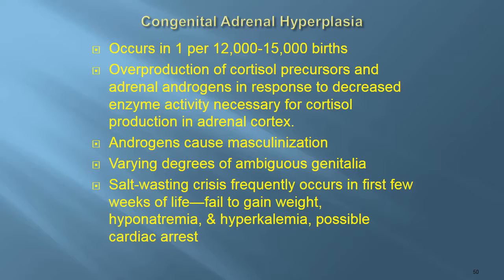Congenital adrenal hyperplasia. This condition occurs in 1 per 12,000 to 15,000 births. It is an overproduction of cortisol precursors and adrenal androgens. This is in response to decreased enzyme activity necessary for cortisol production in the adrenal cortex. The androgens cause masculinization. You would see varying degrees of ambiguous genitalia.